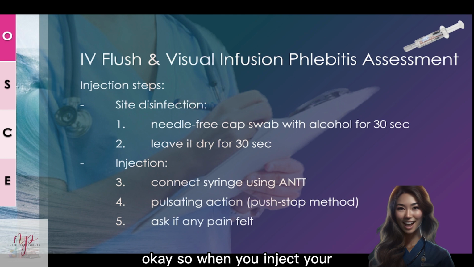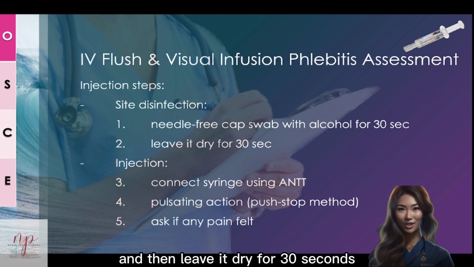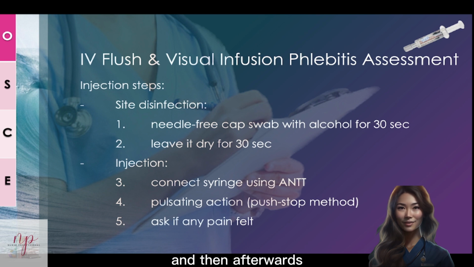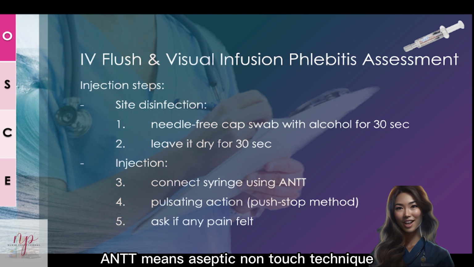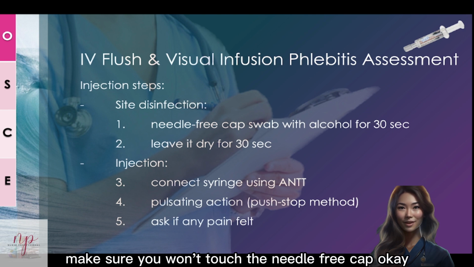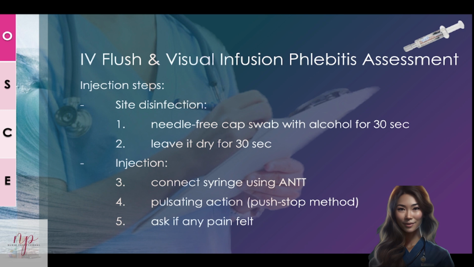Okay, so when you inject your saline flush, first of all, you do the site disinfection. You use the alcohol swab to disinfect the needle-free cap for 30 seconds, and then leave it to dry for 30 seconds. And then afterwards, number 3, you connect the syringe using ANTT. ANTT means aseptic non-touch technique. Make sure you won't touch the needle-free cap, okay? And then number 4, you need to inject it with the pulsating action. That is to push and stop, push and stop, push and stop.